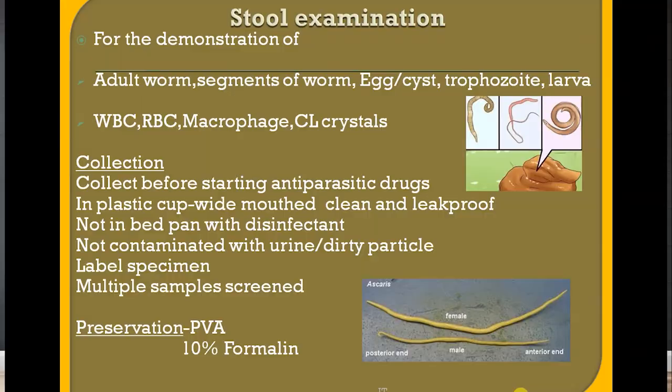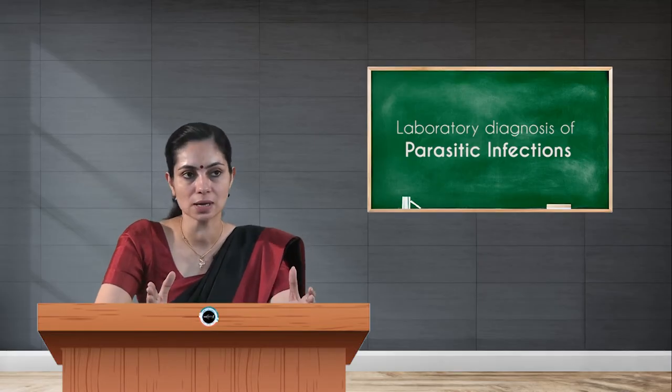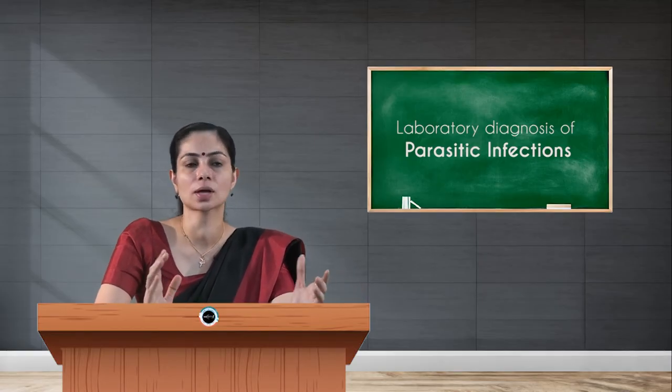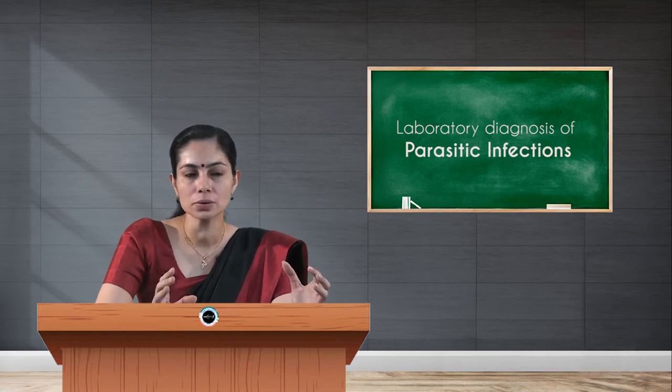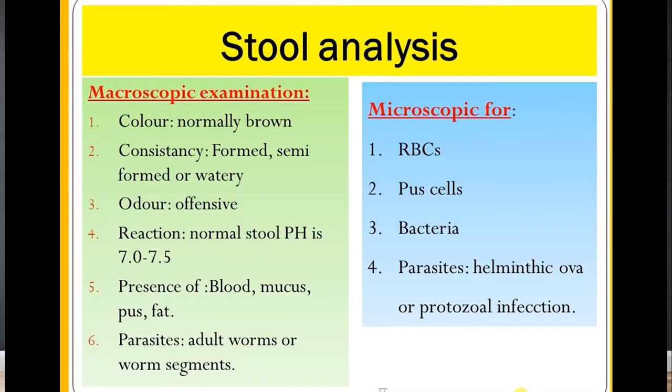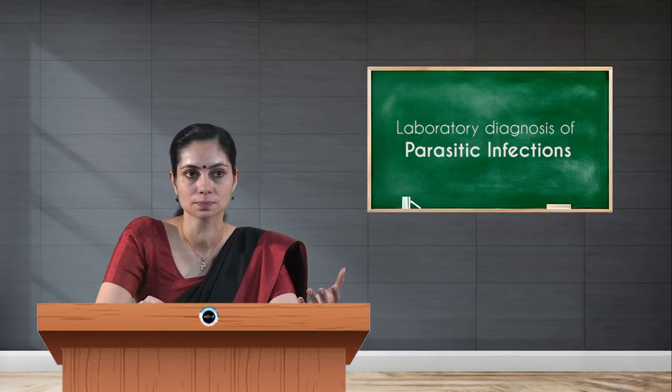What do we analyze? We have two types of analysis for the stool sample: macroscopic analysis and microscopic analysis. Macroscopically, we look for the color, consistency, odor, pH, presence of other things like RBC, mucus, pus, fat, and presence of parasite. Microscopically, we look for the presence of RBC, pus cells, bacteria, and parasite.